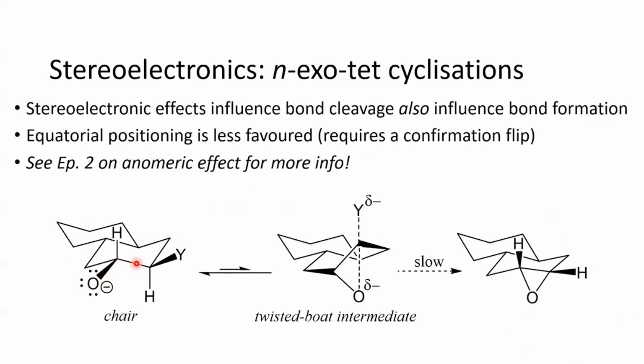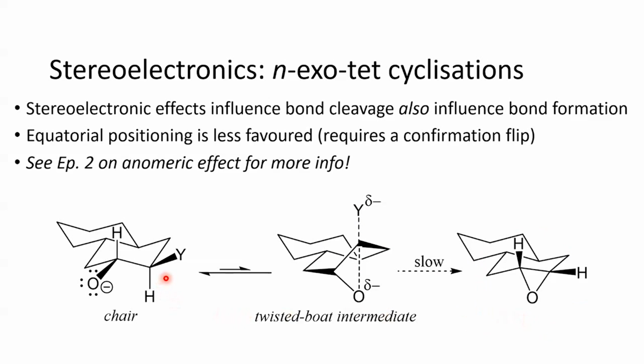If we instead consider this equatorial positioning, so instead of having our leaving group and our nucleophile here in the axial positions, we're putting them both in the equatorial positions instead, reaction cannot actually occur while in this favoured chair conformation here. What you need to see is a change in conformation to this twisted boat form of the six-membered ring, and that then brings these functional groups into alignment. So the nucleophile and the leaving group, they're aligned together, it can occur, but this reaction is very slow.